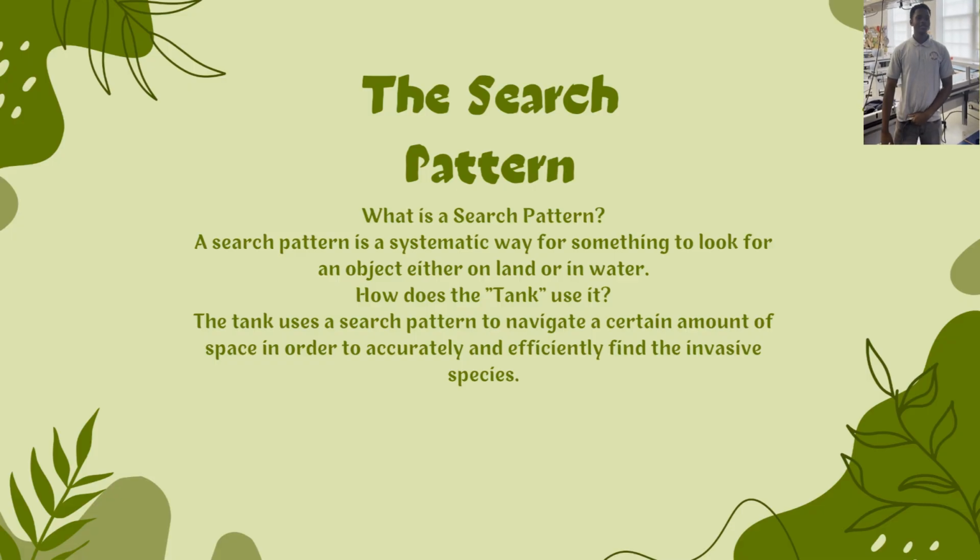A search pattern is a systematic way for the robot to move across an area so that it can thoroughly scan the environment. Think of it like mowing a lawn. You want to cover every spot without overlapping too much or missing anything. Search patterns are essential because they ensure that the robot efficiently explores the area for invasive species.